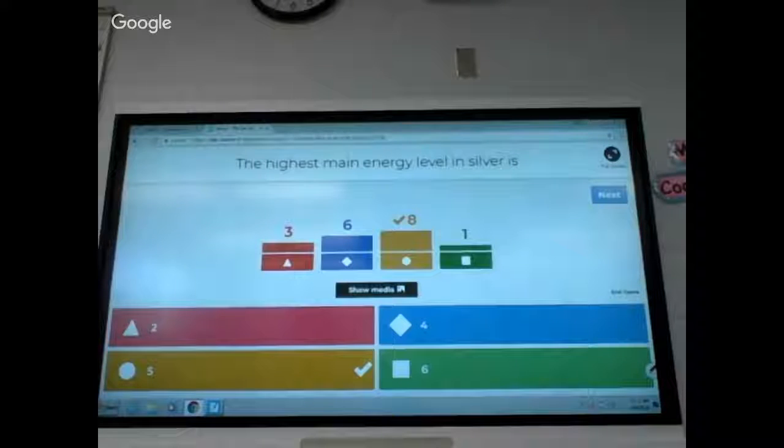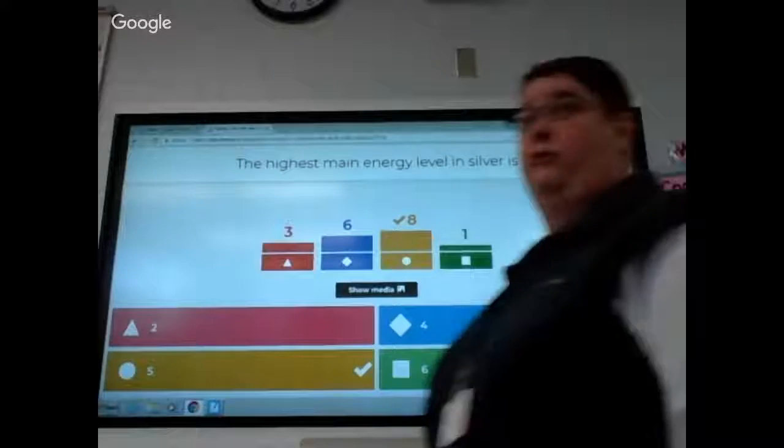All right, that's an interesting spread. All right, what's the highest main energy level mean? The period. Okay, period's one answer that would be great. But it essentially means the what? Outer shell. Exactly. Outer shell. That's simple. Couple different ways you can do it. You can either look at the period or you can find the outer shell.